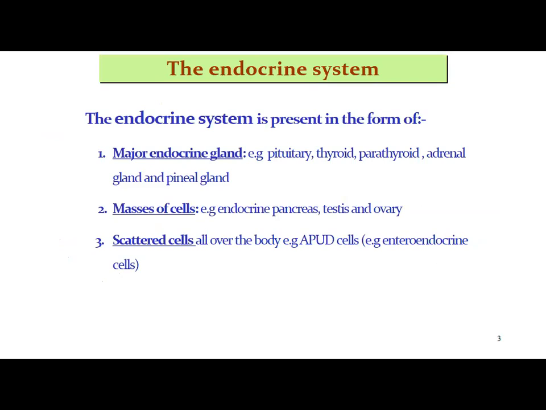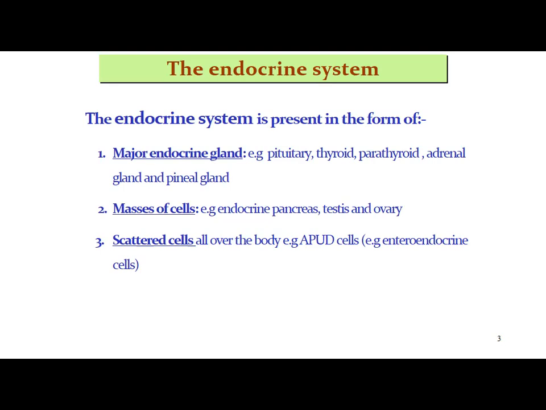So to begin with, as you know, the endocrine glands are those glands which produce their secretion and pour their secretion directly into blood. Okay, they don't have ducts, so they are also called ductless glands. They pour their secretion, those are called hormones, right? As you know, the endocrine glands are divided into three major types. One is the major endocrine glands, like the pituitary, thyroid, parathyroid, adrenal, as well as the pineal gland. All these are the endocrine glands.